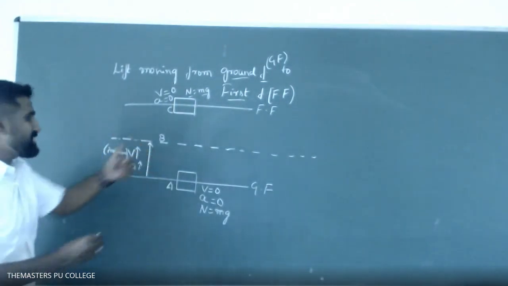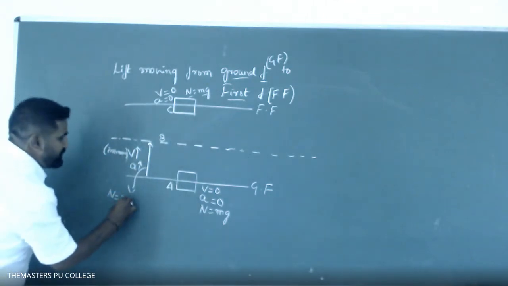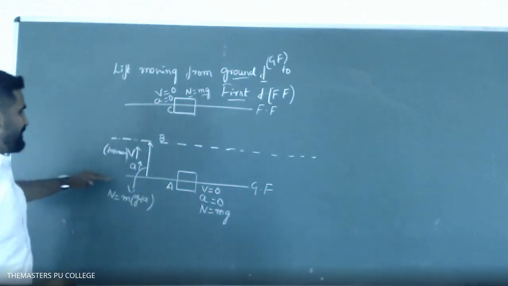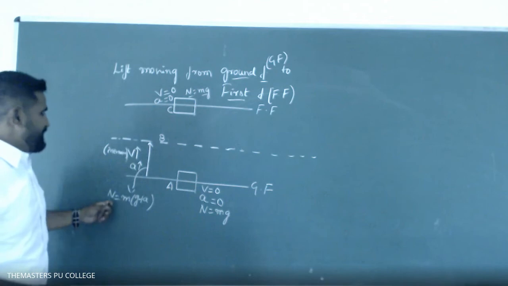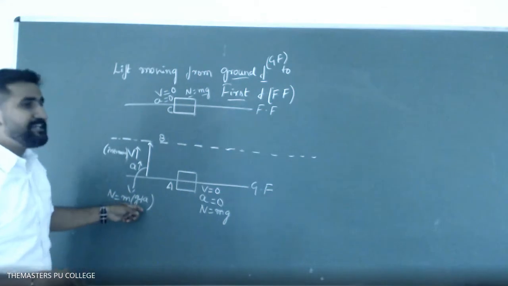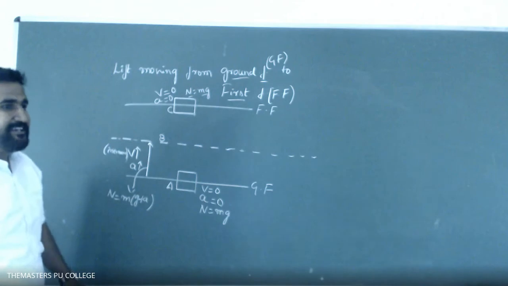If acceleration is up, what is N? M into g plus a. Right, sir. When it is moving from A to B, apparent weight will be greater than the true weight. Done? Any doubt in this? No doubt, sir.